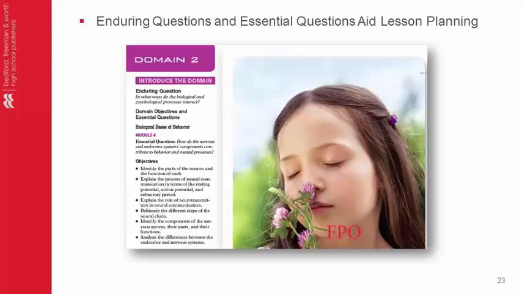Amy also includes an enduring question and essential questions with a listing of the learning objectives students should master through their study of each module. Teachers can use this list of objectives to develop more specific lessons to meet these goals. Enduring questions are the overarching fundamental question that drives the study of each domain. The essential questions are the main concepts of each module in the form of a question. Each of these questions helps to drive and focus your lessons.